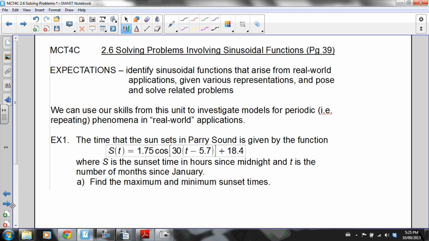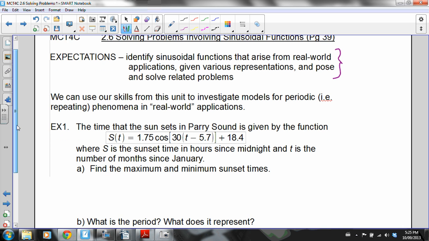So we see the note, expectations. We've been trying to do this the whole chapter, although we haven't been able to actually model much real world situations until today. We're going to use our skills from this unit to investigate models for periodic, i.e. repeating phenomena in real world applications. So we've been calling them sinusoidal functions. We can also call them periodic because they repeat.